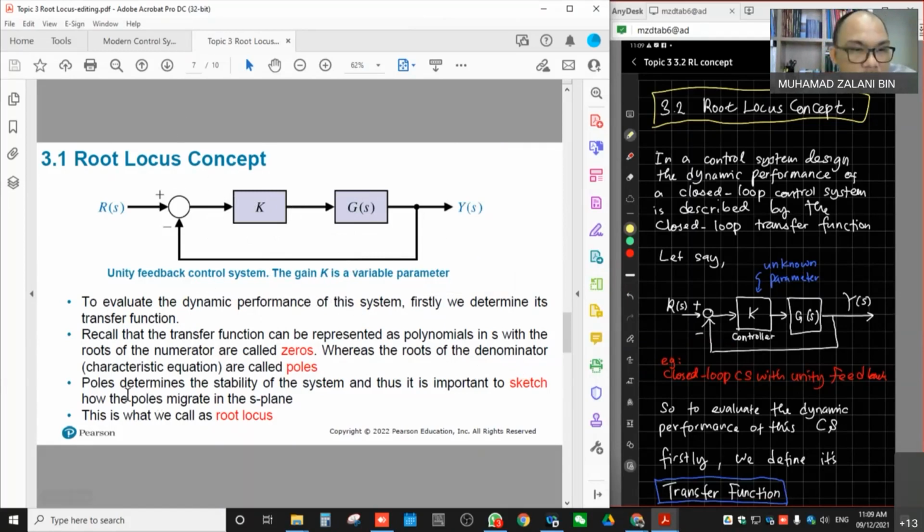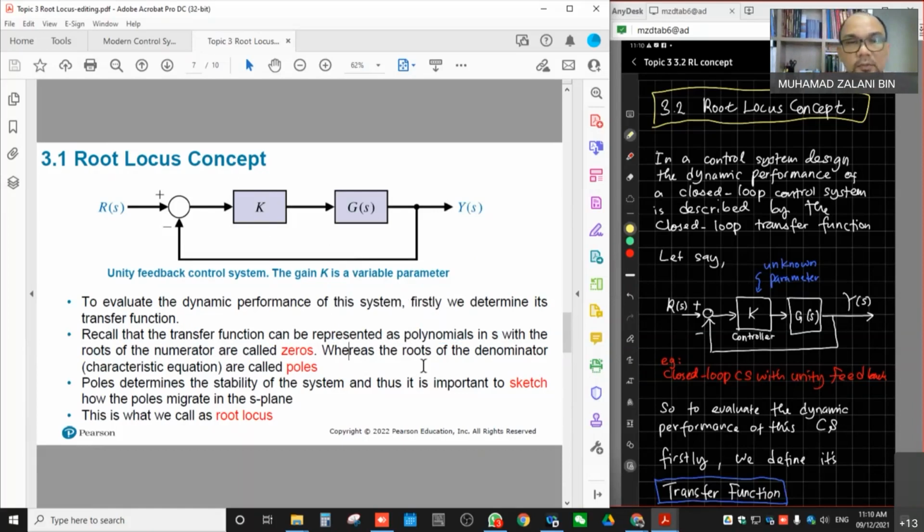But the second point here: recall that the transfer function can be presented as polynomials. Do you remember polynomials? We touched on it a bit during our session related to mathematical modeling, so you will find some polynomials.